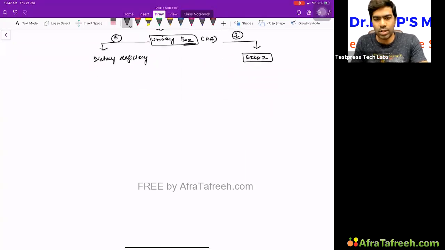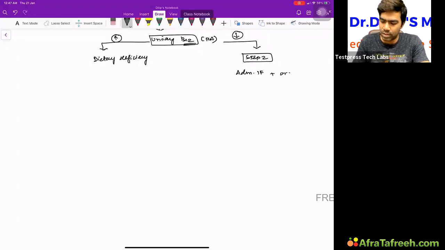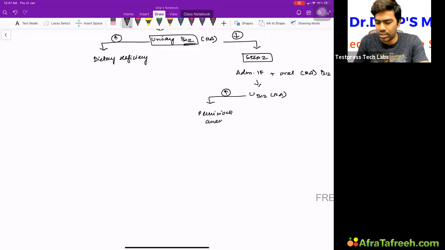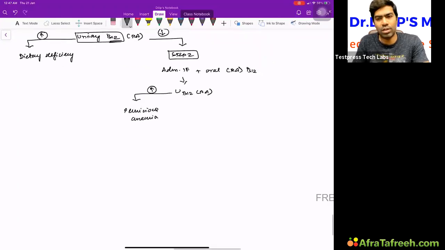In step 2, I'm going to administer intrinsic factor, along with that, I'm going to give oral radioactive B12. Now check again the urinary B12. If the urinary B12 is increased in this situation, then it is suggestive of pernicious anemia. Why pernicious anemia? Because in pernicious anemia, you will have deficiency of intrinsic factor. Because of that, you are having B12 deficiency.